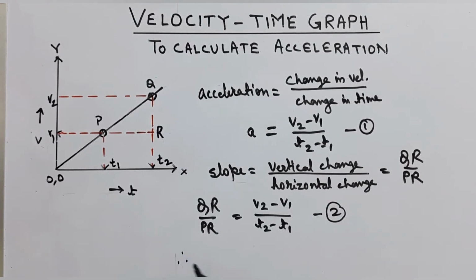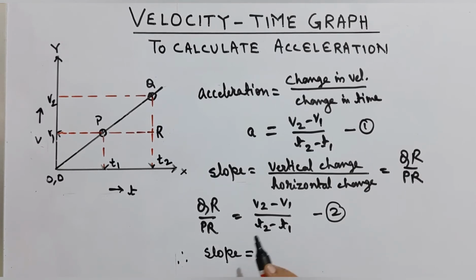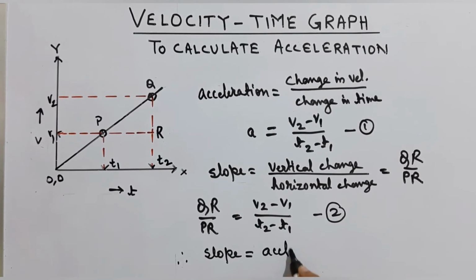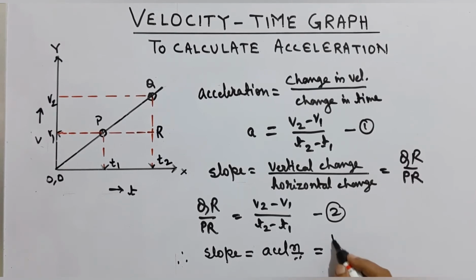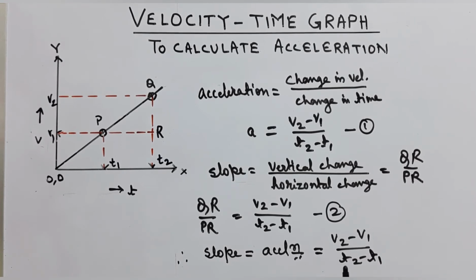So we can write that the slope of a velocity time graph gives the acceleration. Slope is equal to acceleration, and this is equal to v2 minus v1 upon t2 minus t1, which means that we can calculate the acceleration of a uniformly accelerated motion with the help of a velocity time graph by calculating its slope. Recall, we have studied in detail about slope.